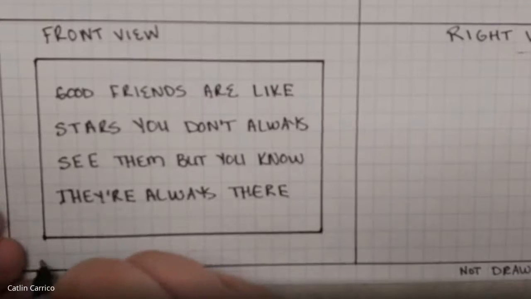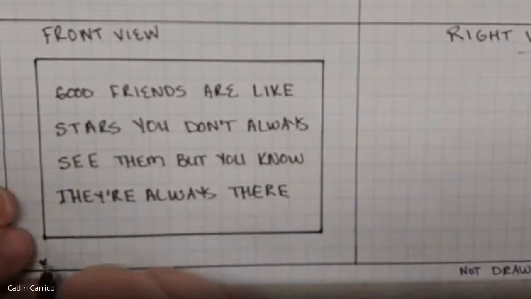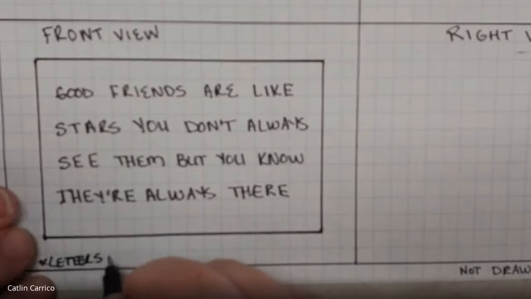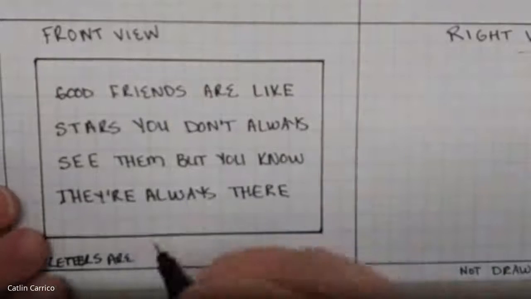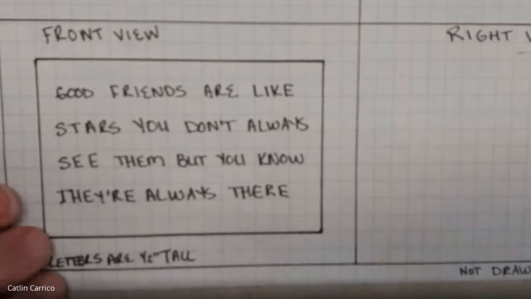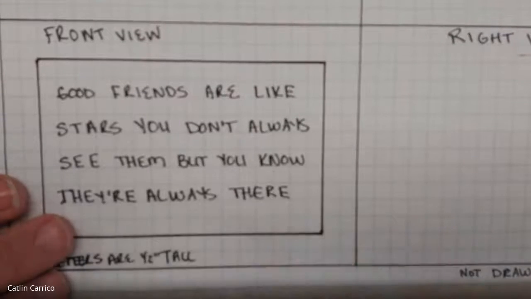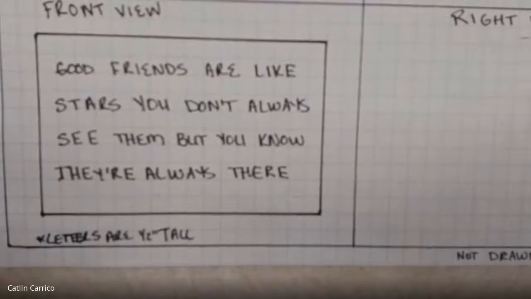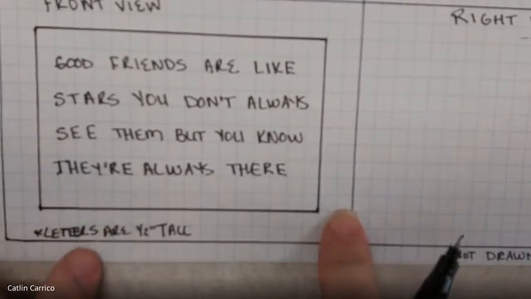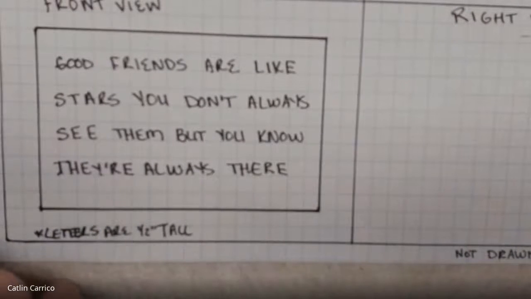And we could write a note down here at the bottom. We could say letters are ½ inch tall. Like, because it's not drawn to scale, it's a note for letters are ½ inch tall. See how I have space that doesn't interfere with the drawing itself to write little notes.